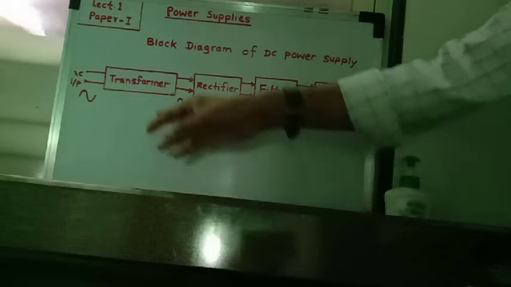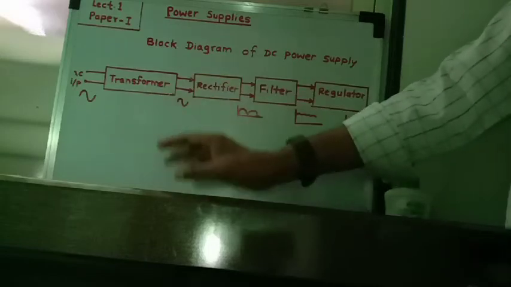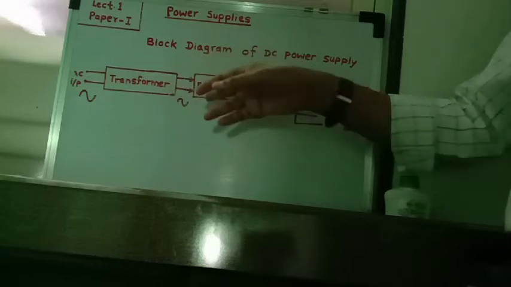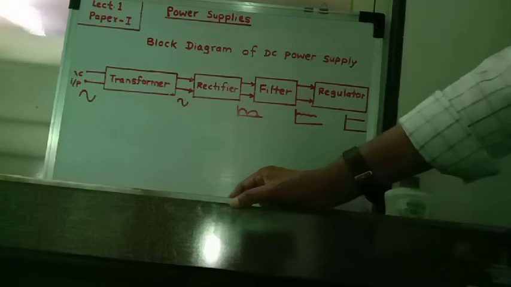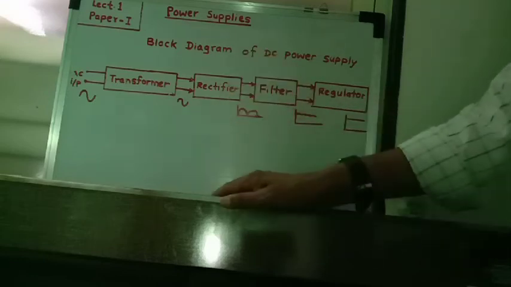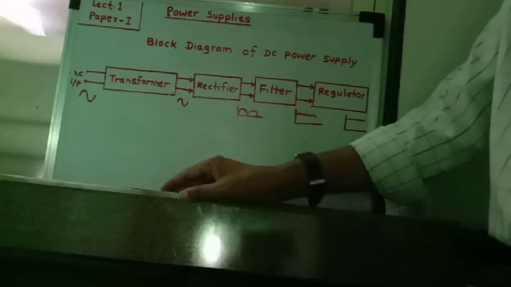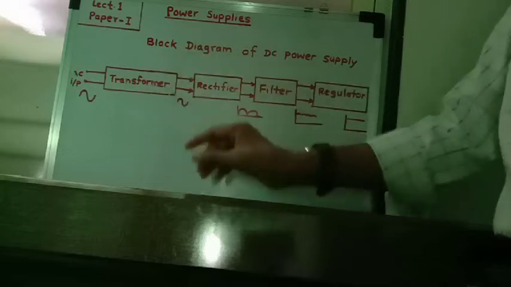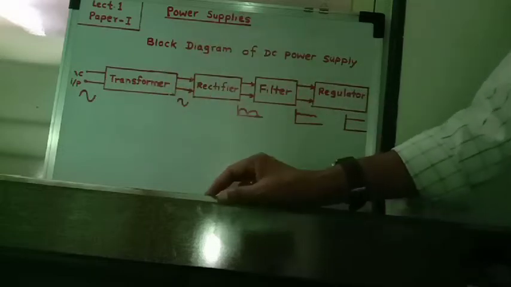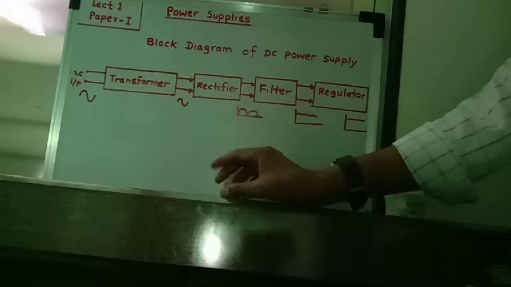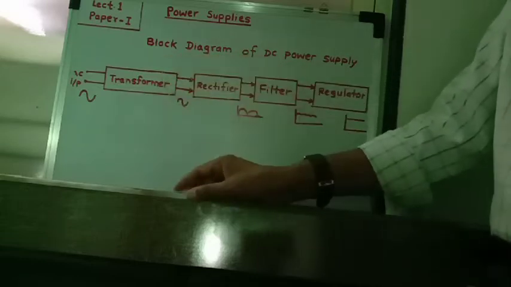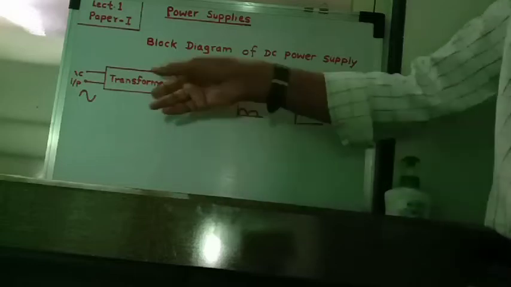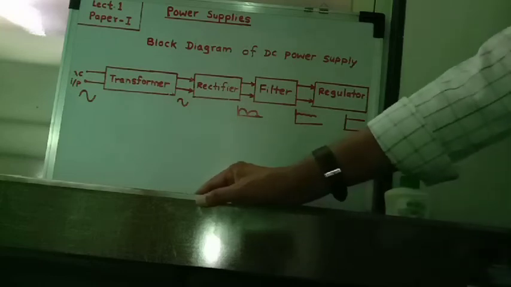This AC secondary voltage, the output of this transformer, is connected to the rectifier circuit. As per our requirement of DC output voltage, we can substitute a proper rating of transformer in the DC power supply. For example, if we require 12 volt DC, then we can substitute a 12 volt secondary transformer. If we require 9 volt DC, then we substitute a 9 volt secondary transformer.